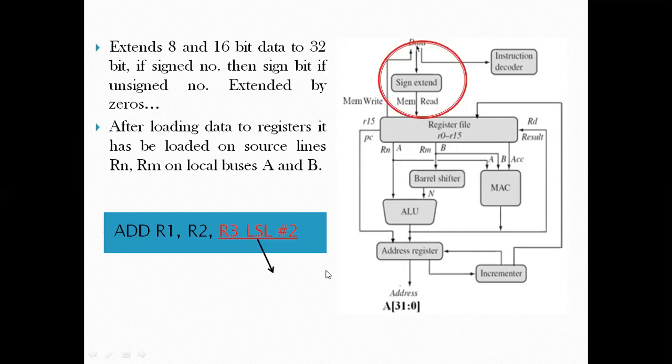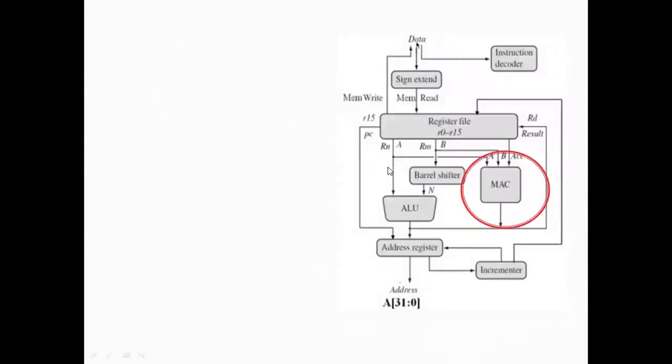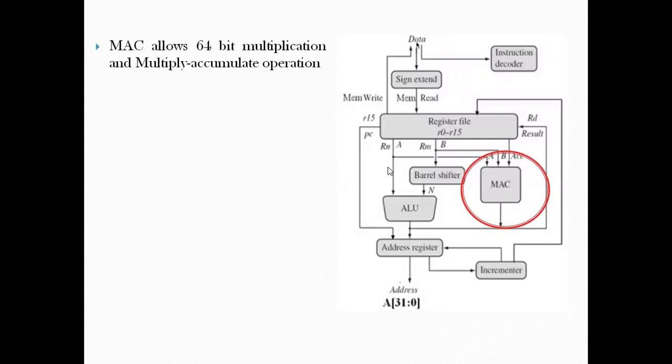For multiplication, we have a MAC unit. MAC stands for multiply accumulate unit. We know that ARM7 allows 64-bit long multiplication. That is, when I multiply two 32-bit numbers, the result can be 64-bit. 32 into 32 gives a maximum of 64 bits.